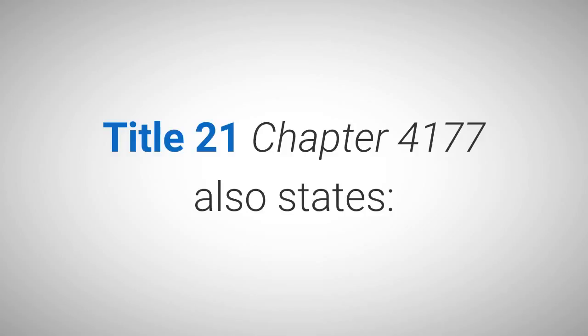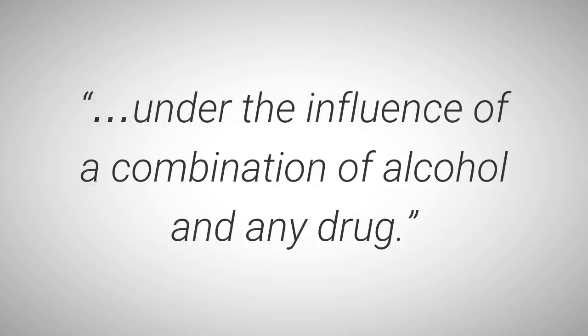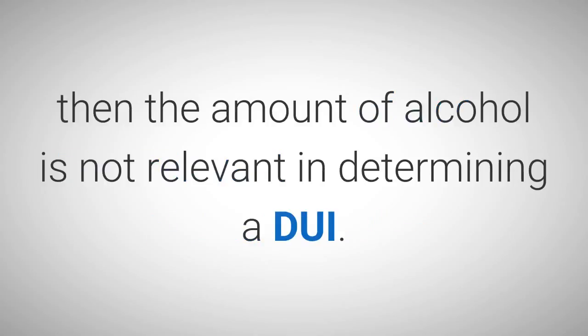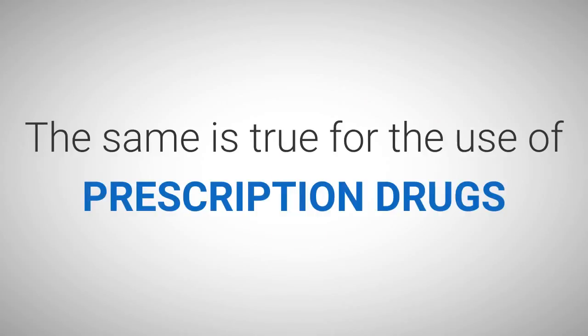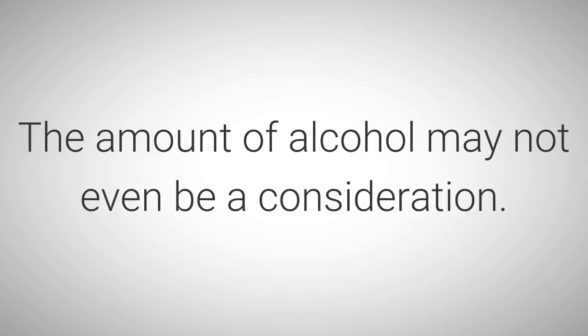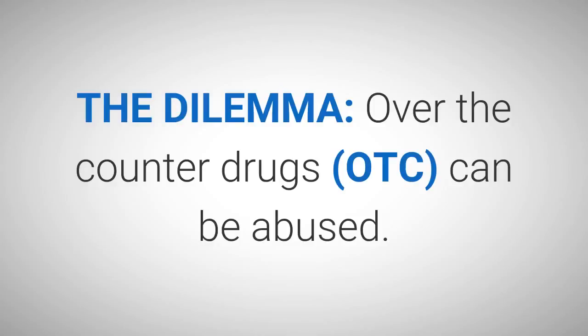Title 21, Chapter 4177 also states, under the influence of a combination of alcohol and any drug. Since there is zero tolerance for the use of illegal drugs, then the amount of alcohol is not relevant in determining a DUI. The same is true for the use of prescription drugs when they are not used according to directions. The amount of alcohol may not even be a consideration. The dilemma.